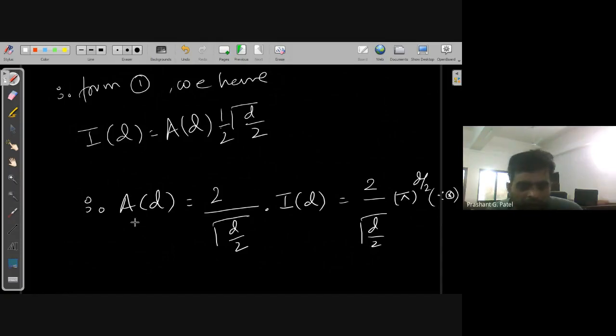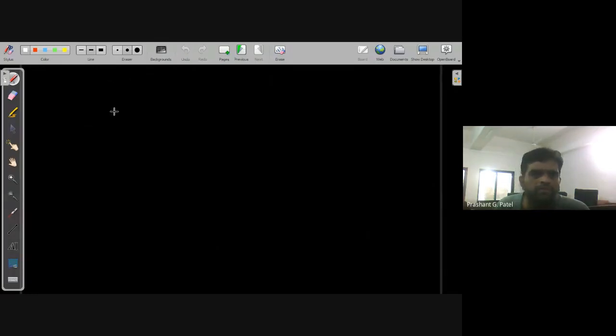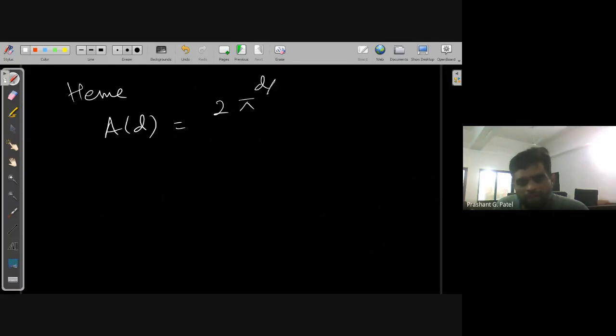So that means we have the surface area is this. Okay, so this is the formula for surface area we got. So hence the surface area A_D is equal to 2 into pi raised to D by 2 upon gamma D by 2.